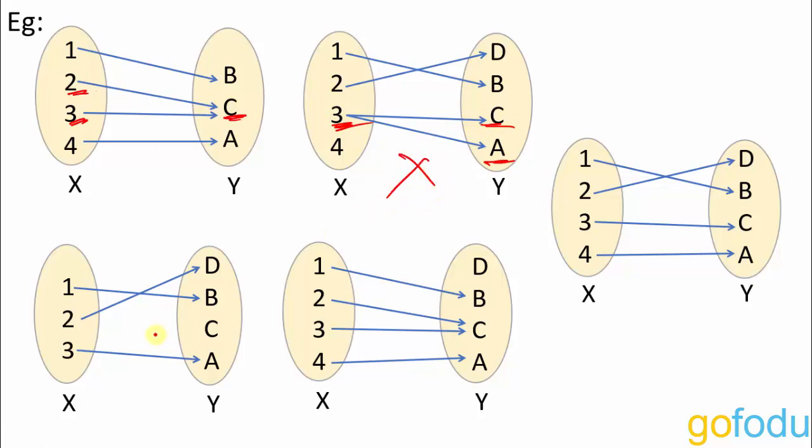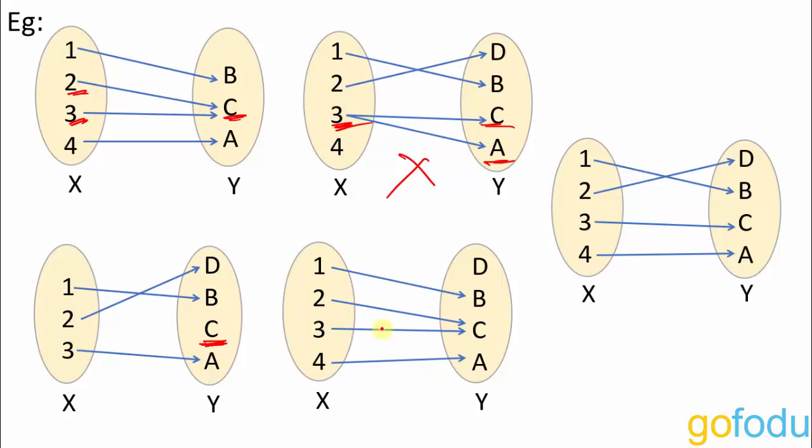And this one is injective and not surjective. Every x has a unique y and there are elements in y which are left unmapped. C is not an image of any element in x. Okay, so this is 1 to 1 into.